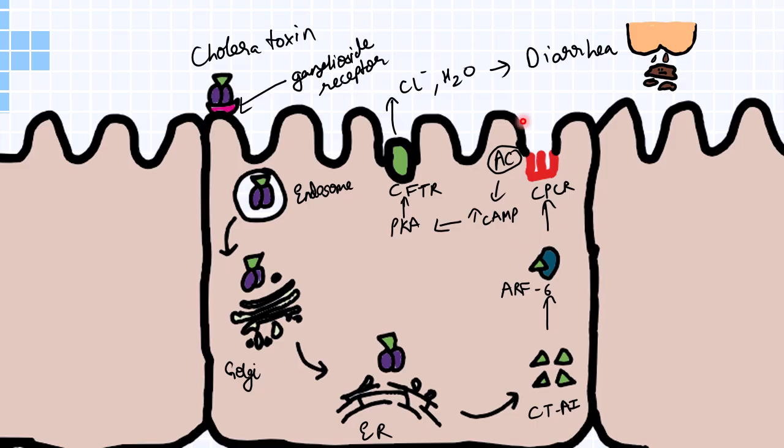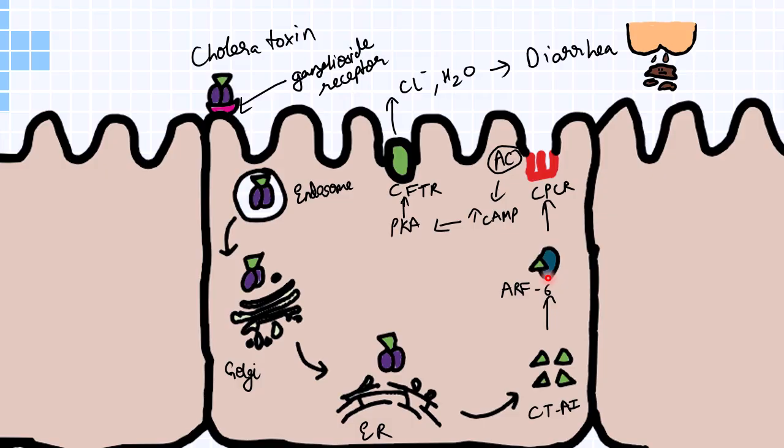The whole events are happening in the intestine. Cholera toxin binds to GM1 receptor. It then enters the cell by endocytosis. It moves to Golgi apparatus to the ER. A subunit is released into the cytoplasm, as you can see in this image.